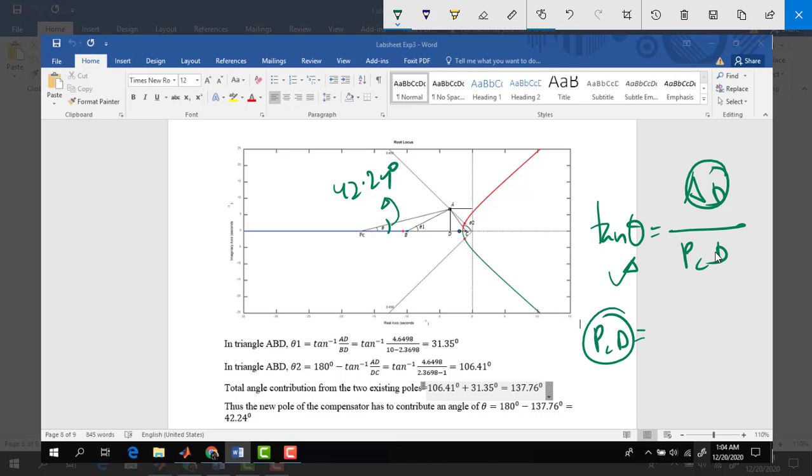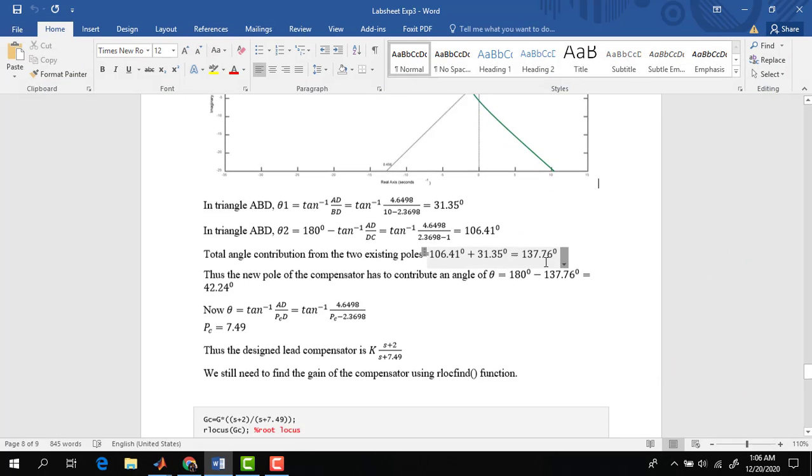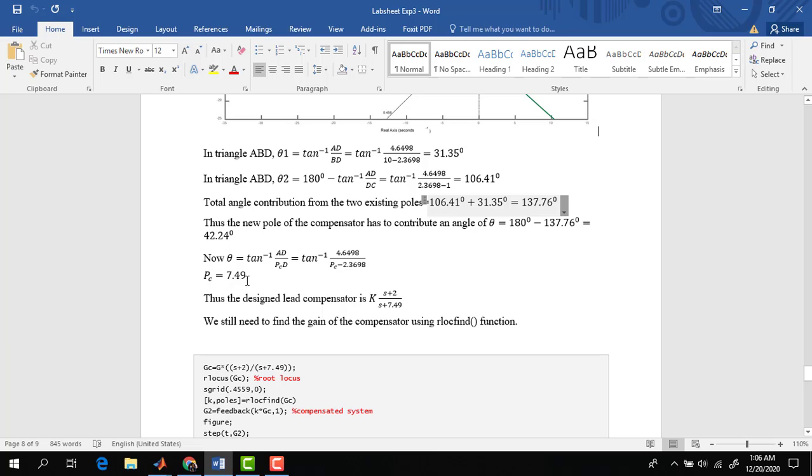And PCD is basically PC minus OD. And we know PCD from this equation. We know OD because OD is basically the real part of the new pole. So we know OD, so we will get PC, and PC is the pole location. Whatever the value of PC is, we'll just put a minus. So PC is at 7.49.